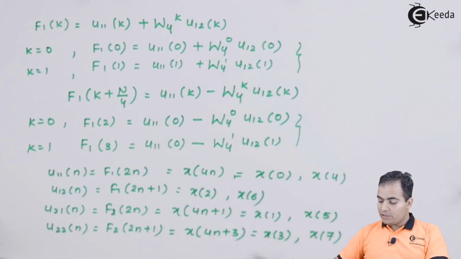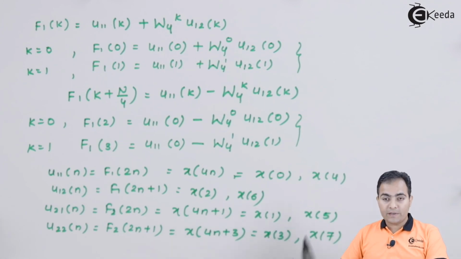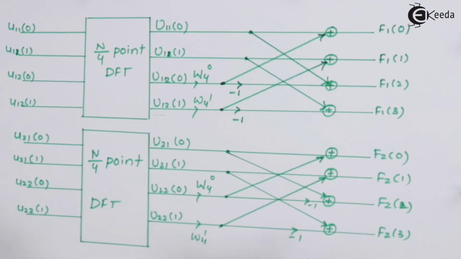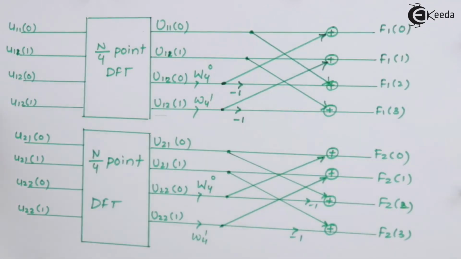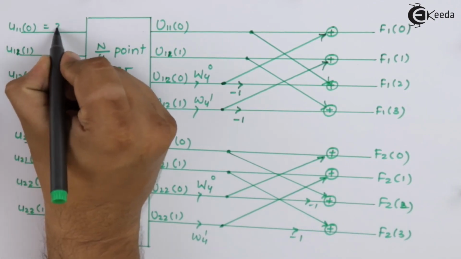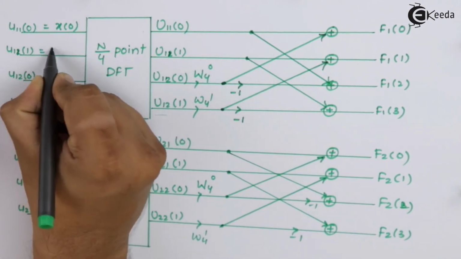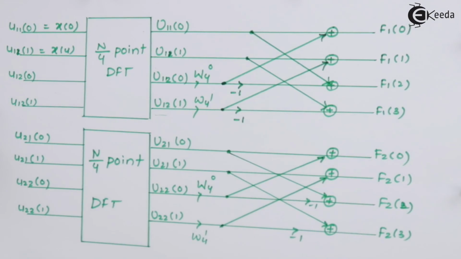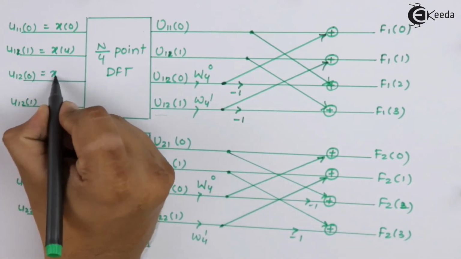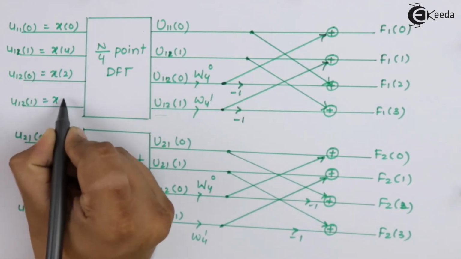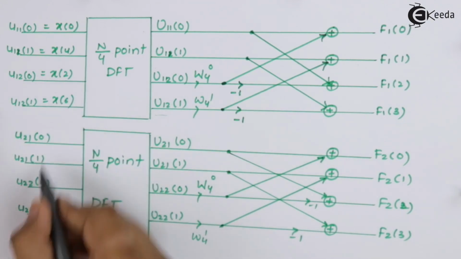So I'll substitute all these values in my butterfly diagram so that you will get the idea which term is placed at the left hand side of the N by 4 point DFT. So the first two values of the first even part were x of 0 and x of 4, and the next values are similarly filled in the next two.